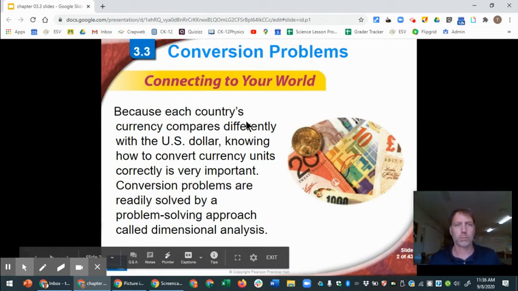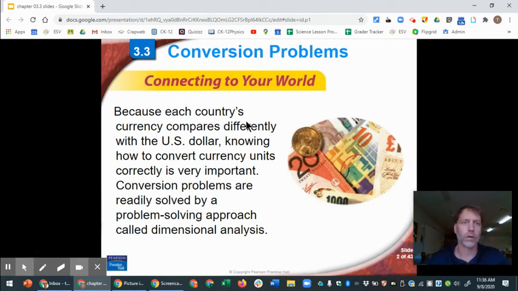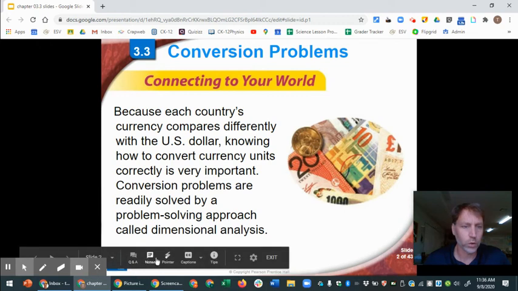We're going to do section 3.3 of your chemistry book, and we're going to learn about conversions. Many, if not all, of the rest of your chemistry days here are going to be dealing with converting things, converting from one unit to the other.